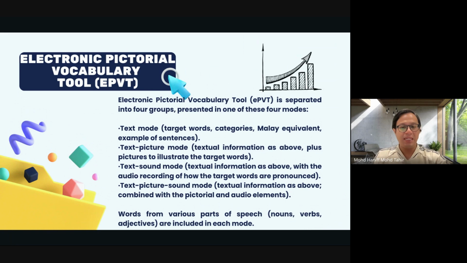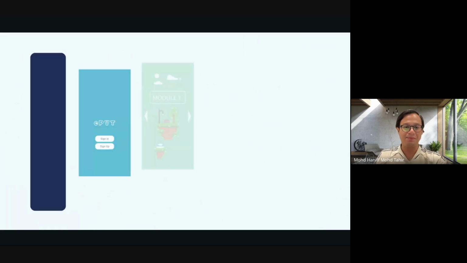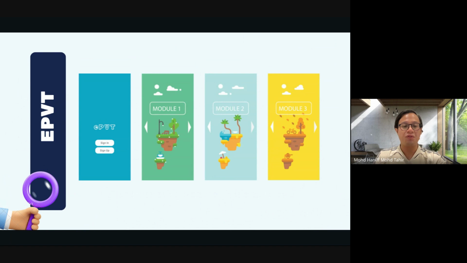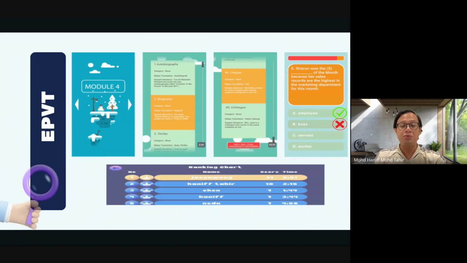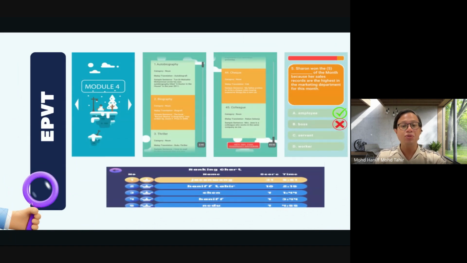Therefore, the ePVT is separated into four groups presented in one of these four modes. The first mode is text mode, the second mode is text and picture mode, the third mode is text and sound mode, and last but not least, the fourth mode is text, picture and sound mode. Words from various parts of speech are included in each mode. This is the layout of ePVT, which consists of Module 1 until Module 4, as well as the question and also ranking chart.